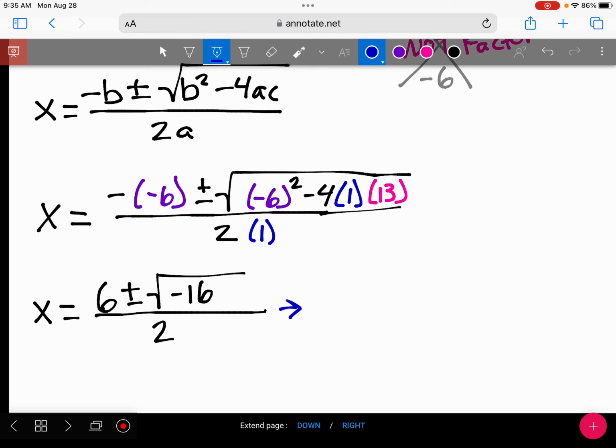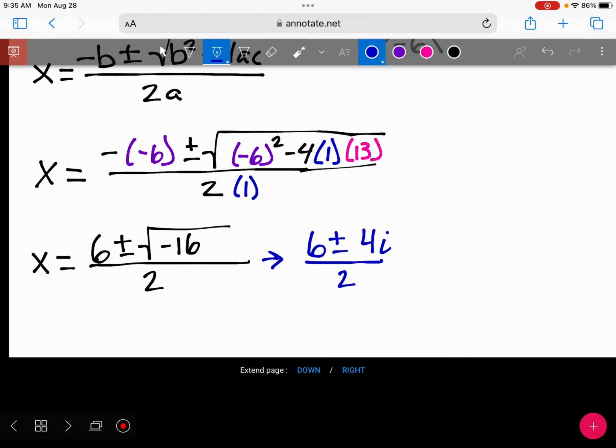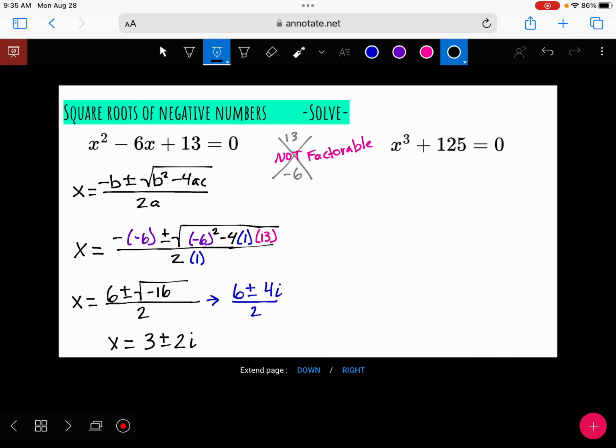How can I rewrite this? 6 plus or minus 4i over 2. Can I simplify that? To what? 3 plus or minus 2i. Yay, we solved it, we solved it.